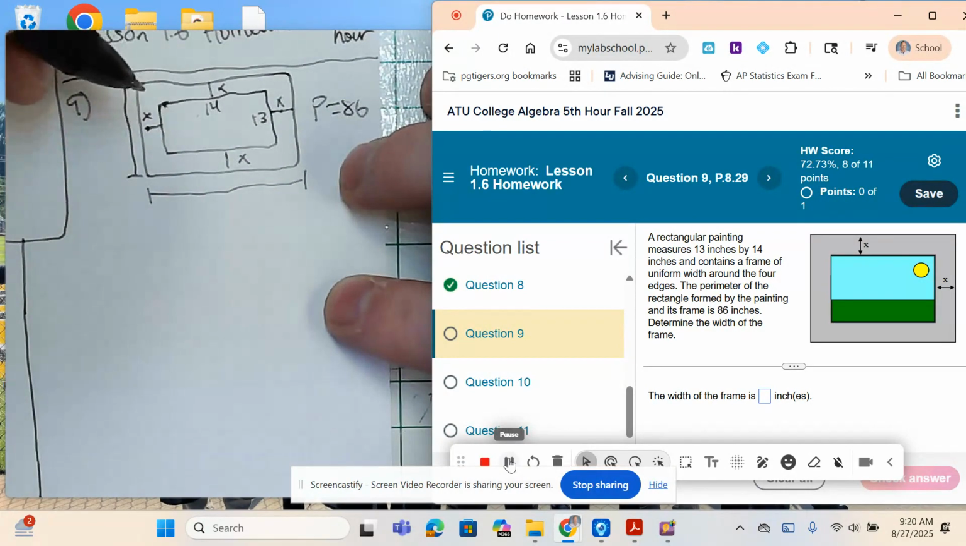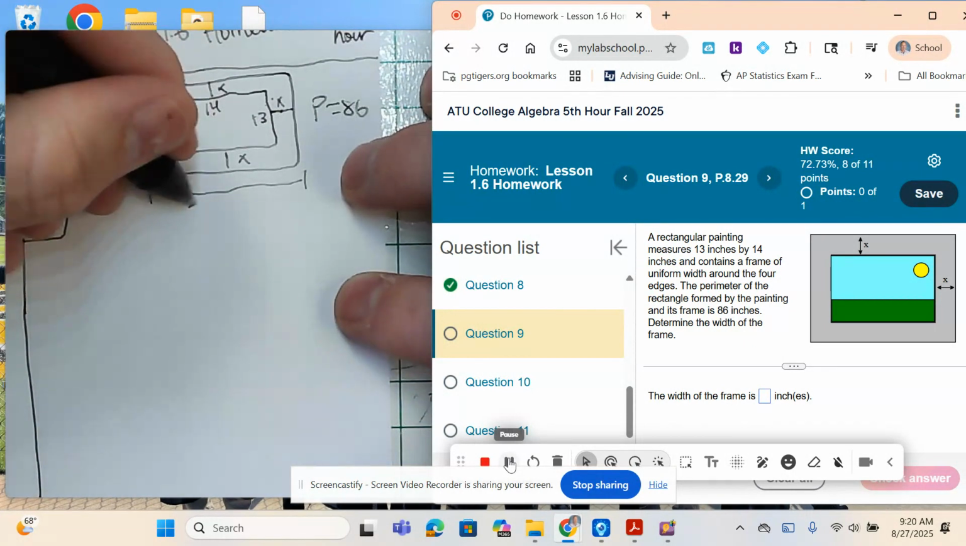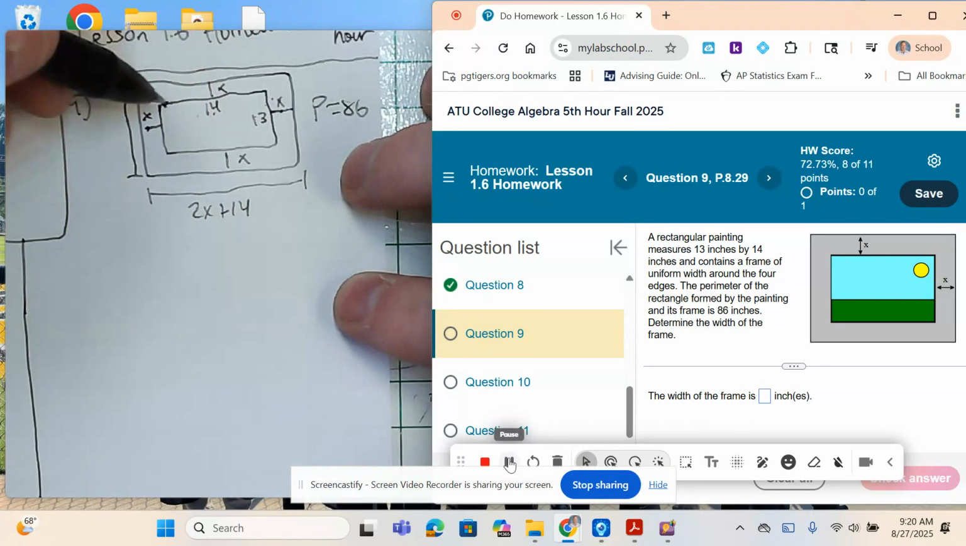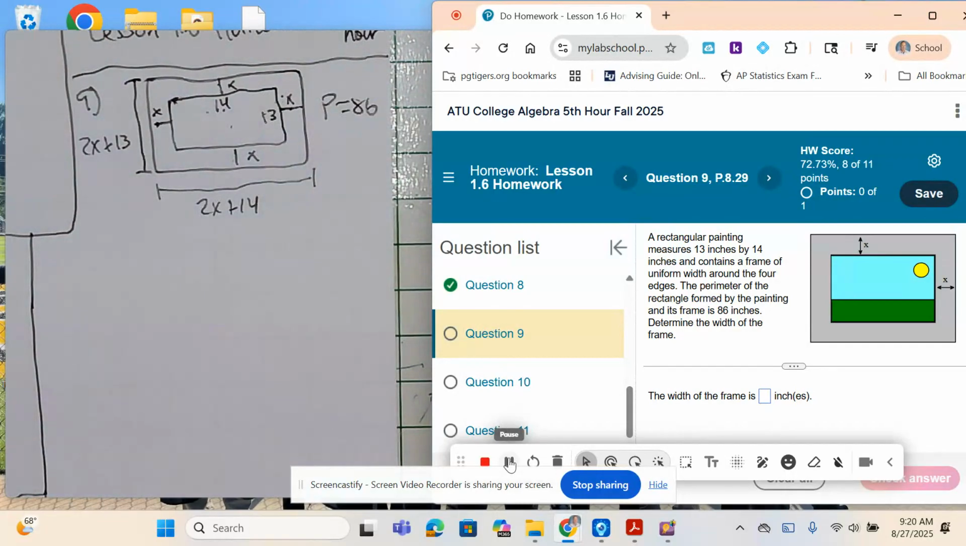Remember, what did we learn from yesterday? We add those, right? If this is like 2, this was 4, and this was 2, that'd be 2 plus 4 plus 2. You just add them up. So X plus 14 plus X, that'd be 2X plus 14. And this is X plus 13 plus X, that'd be 2X plus 13. I don't think we'll have to do quadratics here. No, we want to do a quadratic on this one.